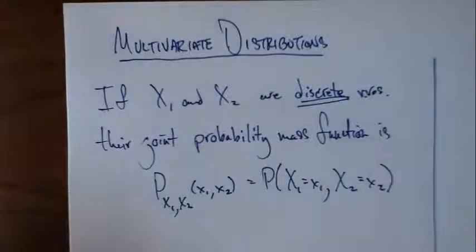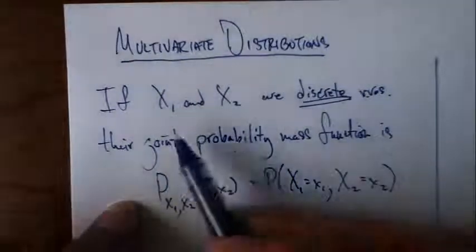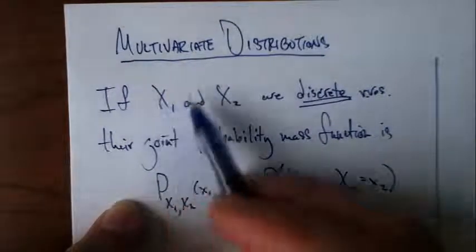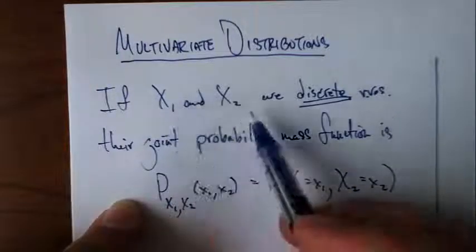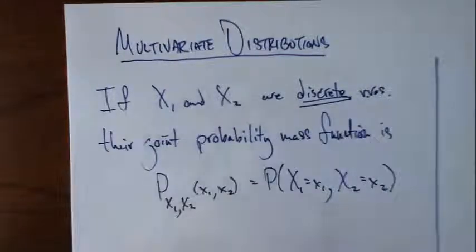Multivariate distributions. Now we're going to get real sophisticated, folks. This is going to be fantastic. You're going to love this. Let's say you have two random variables. We'll call them x1 and x2. And these random variables are discrete random variables.